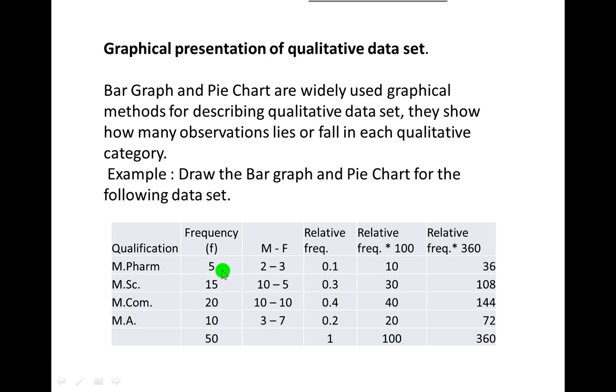We will represent the value 5 in the form of an angle in the pie chart. So this 5 is equal to 0.1, is equal to 10%, is equal to 36 degrees. 15 is equal to 0.3, 30% and 108 degrees. All are the same, but units are different. So we will represent these categories in a circle. 36 will represent M form, 108 angle will represent MSc, 144 MCOM, 72 MA. So we will start from 0 degree.